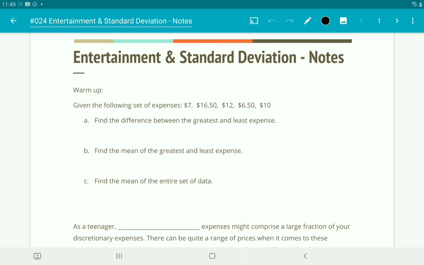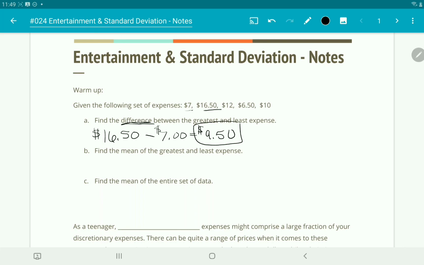Given the problem set of expenses, we have something for $7, something for $16.50, something for $12, something for $6.50, and something for $10. First, it says to find the difference between the greatest and the least expense. Looks like the greatest is $16.50, and the least is $7. The difference is subtraction. If you subtract the two, we're going to get $9.50.